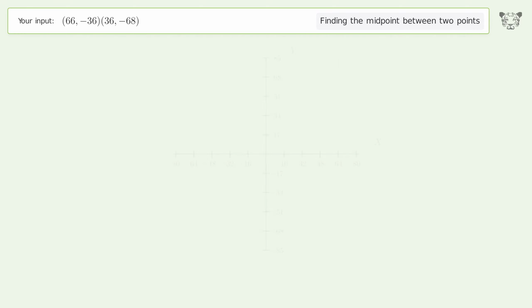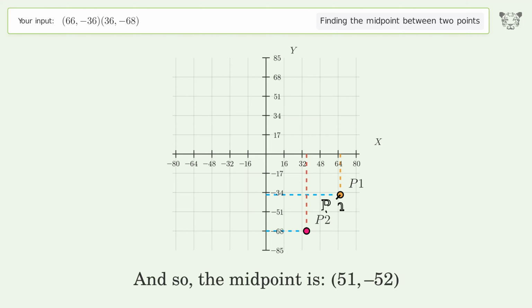And so, the midpoint is 51, negative 52.